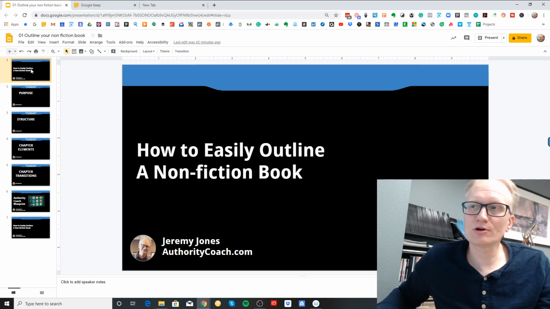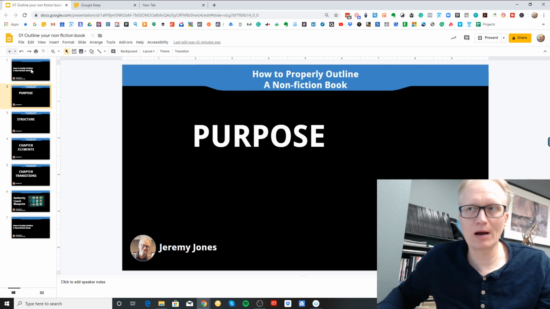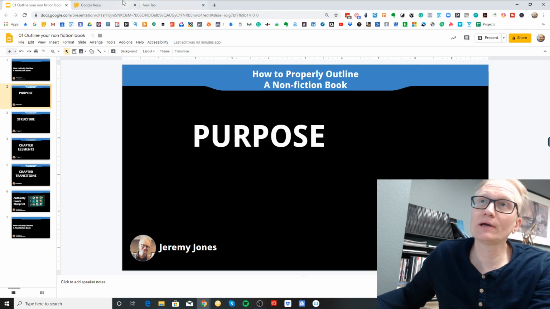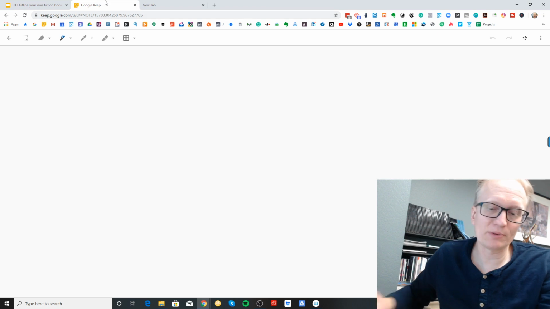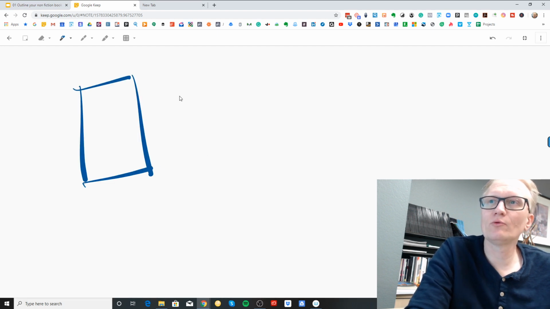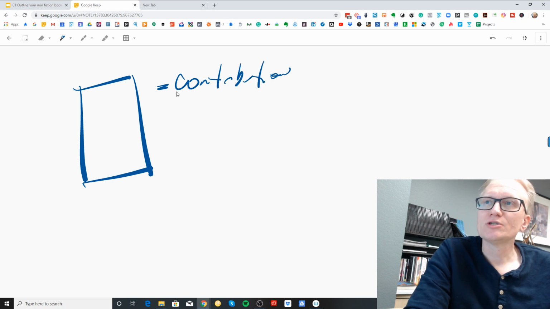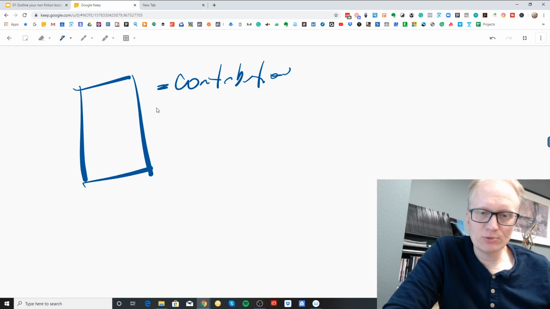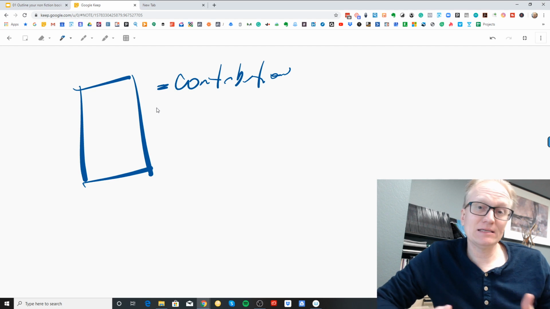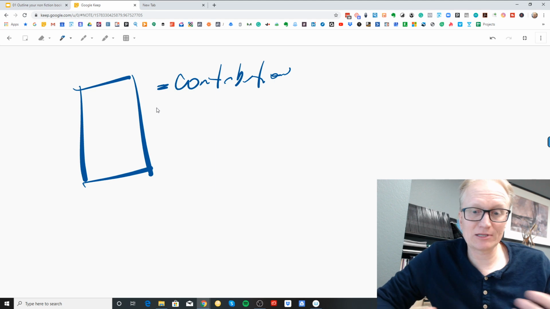Outlining a nonfiction book properly really starts with the purpose of the book. There's a couple of different reasons why someone would write a book. The number one is what we call contribution. When someone wants to write a book for contribution, it's because they have a message that's really important to them. They have an idea that they want to get out into the world, something really important that they want to share with a lot of people. That's what we call contribution.